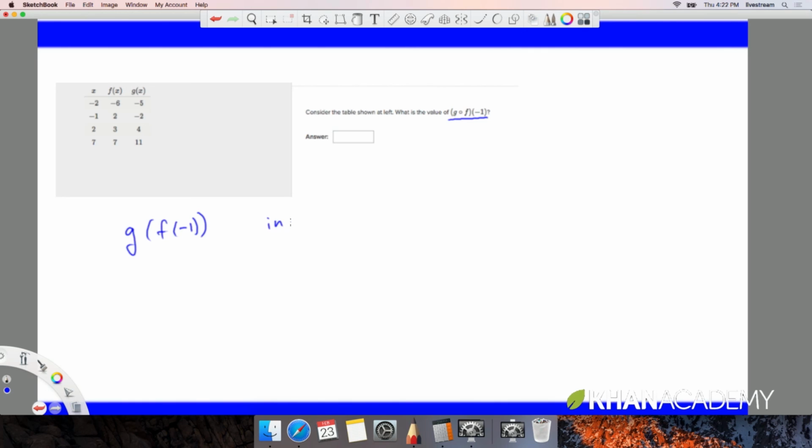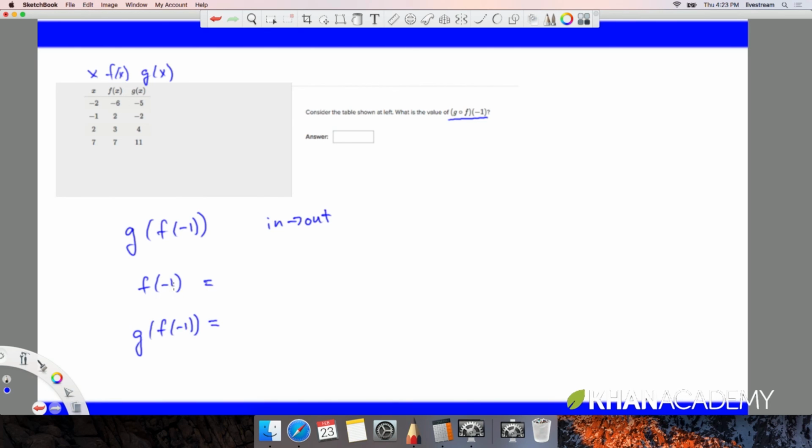So again, this is similar to the last one, and I want to work from inside out. But let me make sure I understand the table first. So this time I've got given values of x here, and then I've got f of x, and then I've got g of x up here. Okay, so I want to solve inside and then outside.